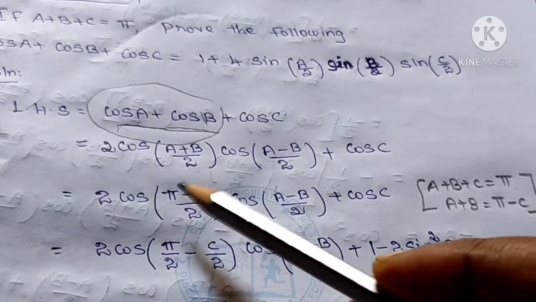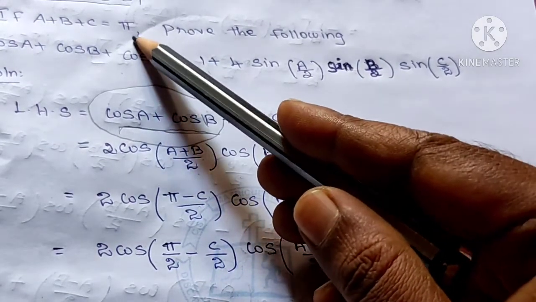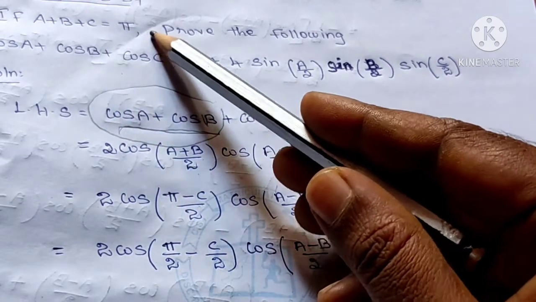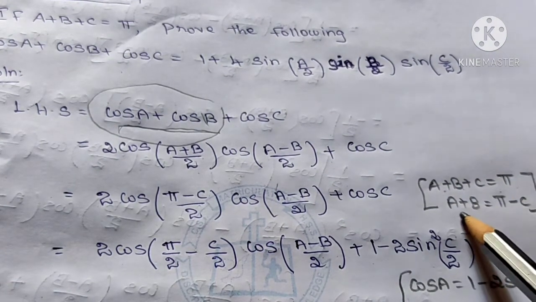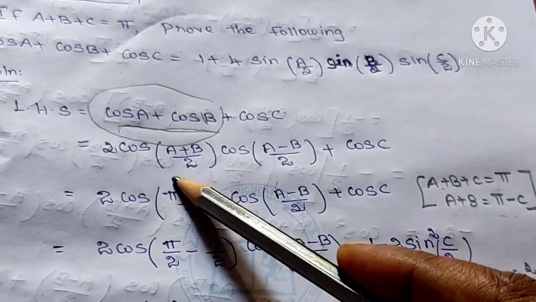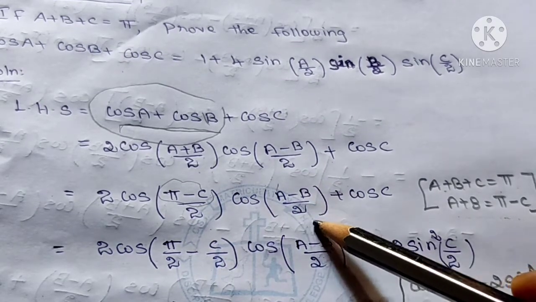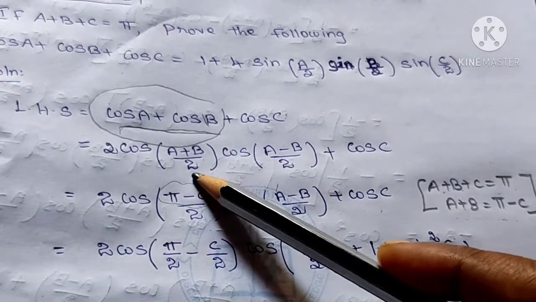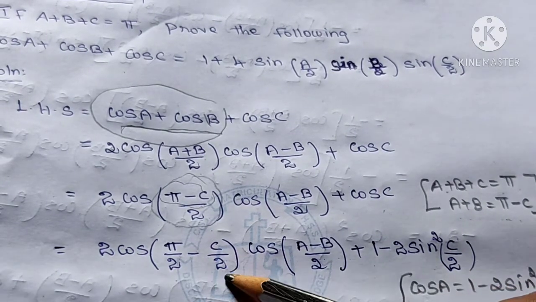Next line, we take a plus b is pi minus c, because already given a plus b plus c value is pi. So what's the value of a plus b? We take c to the right side, we get pi minus c. Okay, a plus b plus c is equal to pi, then a plus b is equal to pi minus c. So in this a plus b place you substitute pi minus c by 2 cos a minus b by 2 plus cos c. Then pi minus c by 2, split the term and write pi minus c by 2 as pi by 2 minus c by 2.